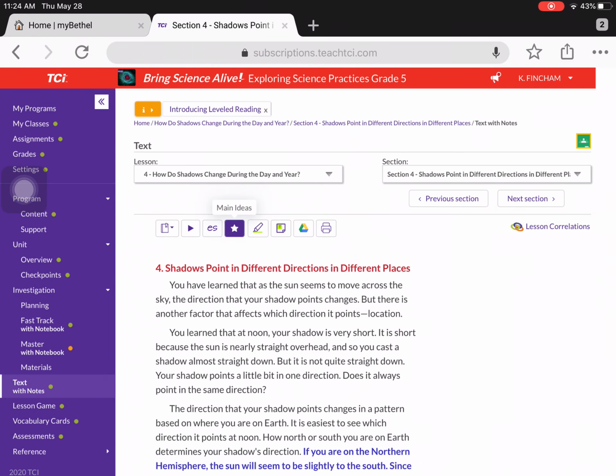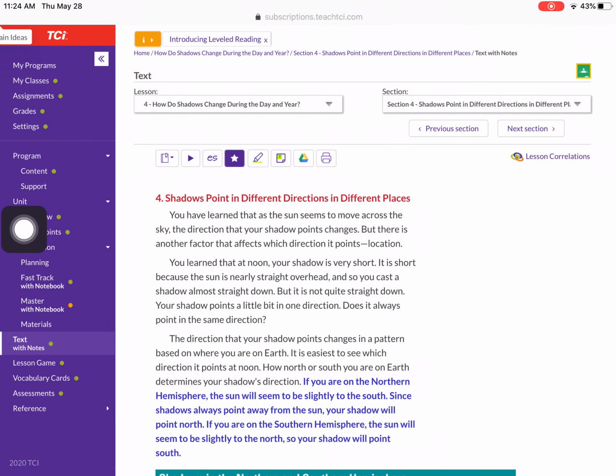Okay, I'm going to click that purple star. Number 4. Shadows point in different directions in different places. You have learned that the sun seems to move across the sky. The direction that your shadow points changes.